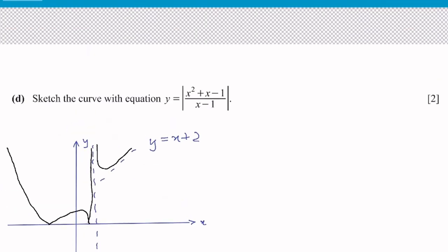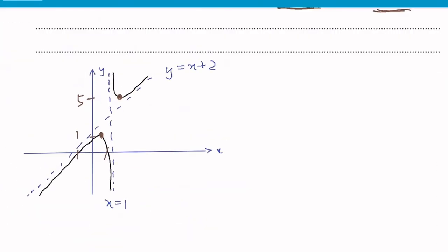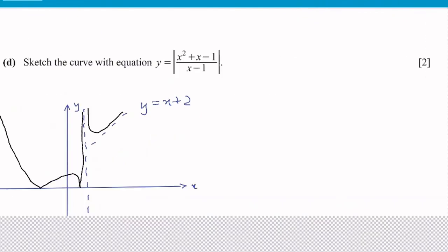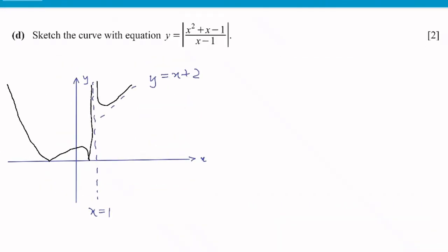So like I said, it will be helpful if we actually try to reflect this asymptote as well. So this part we can reflect as well. And from there, when we try to sketch it, we know that our curve can go like this. So it will help us quite a bit in the sketching. So that would be the question.